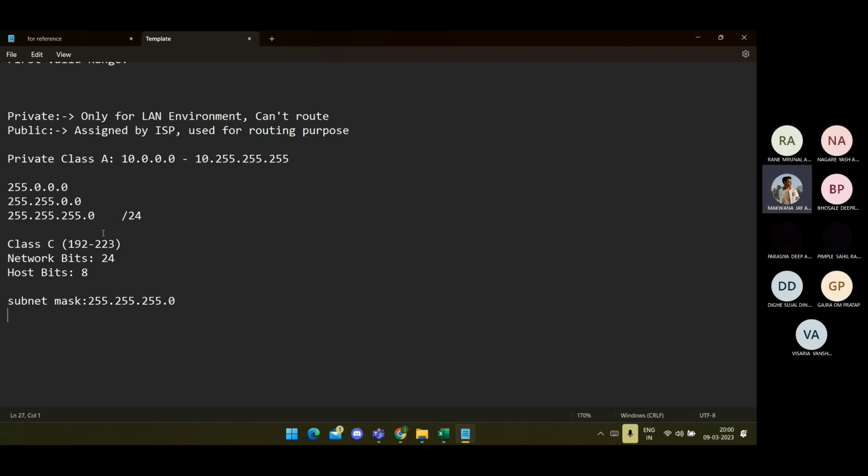Okay, so this is the most common subnet we all use, and the range of that is 192 to 223. I'm talking about the first octet, the first part of the IP address. Now, can someone try to calculate the number of valid networks, that is the number of networks this subnet can provide?